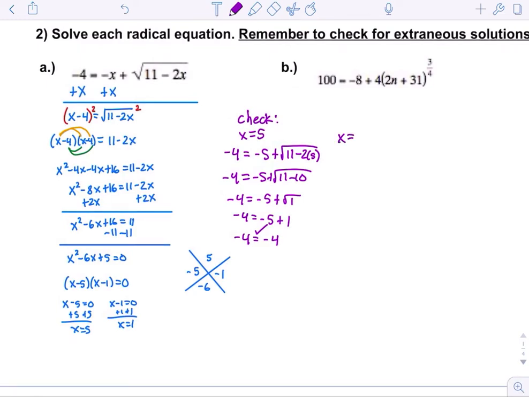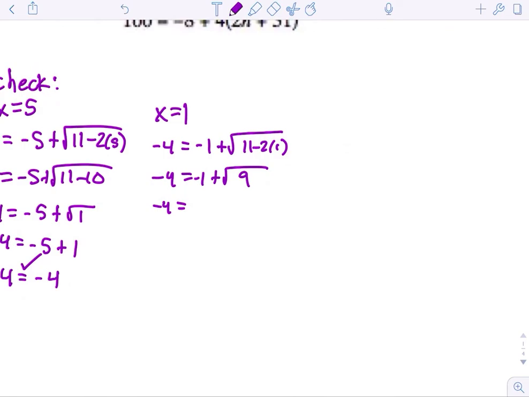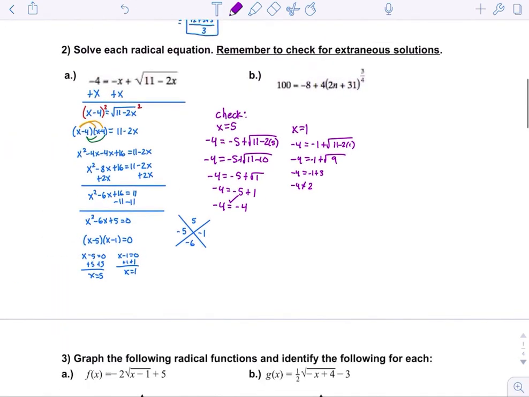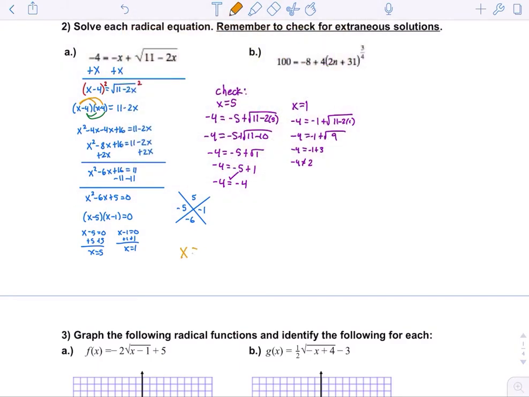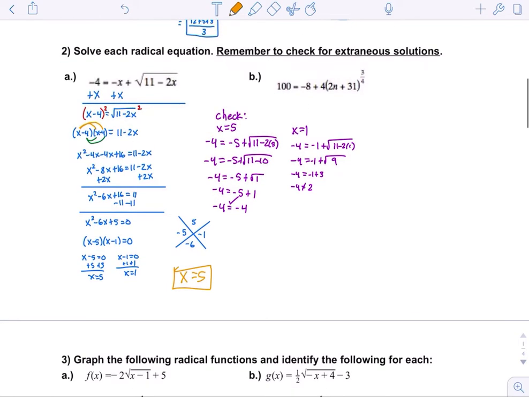When we check x is equal to 1, remember, plug in 1 into the equation. Negative 4 equals negative 1 plus the square root of 11 minus 2, which is just 9. Negative 4 is equal to, I'll zoom in, negative 1 plus 3. Negative 4 is equal to 2. This is not correct, so that means x equals 1 cannot be your answer. Your only answer can be x is equal to 5. x equals 1 is what you call an extraneous solution.